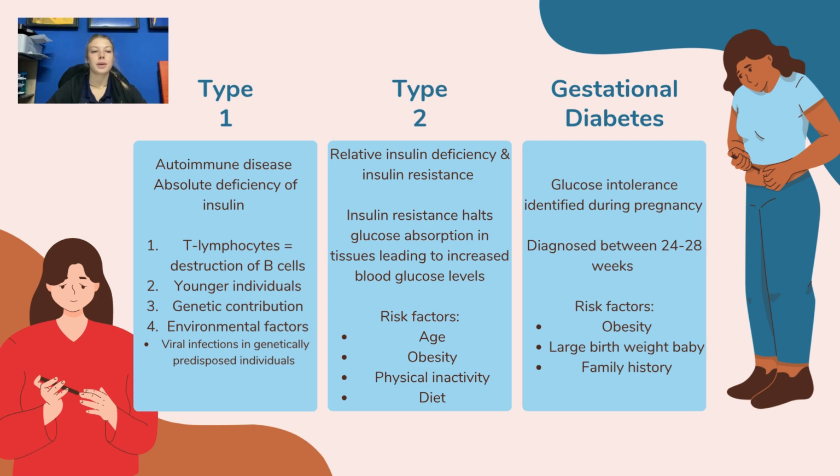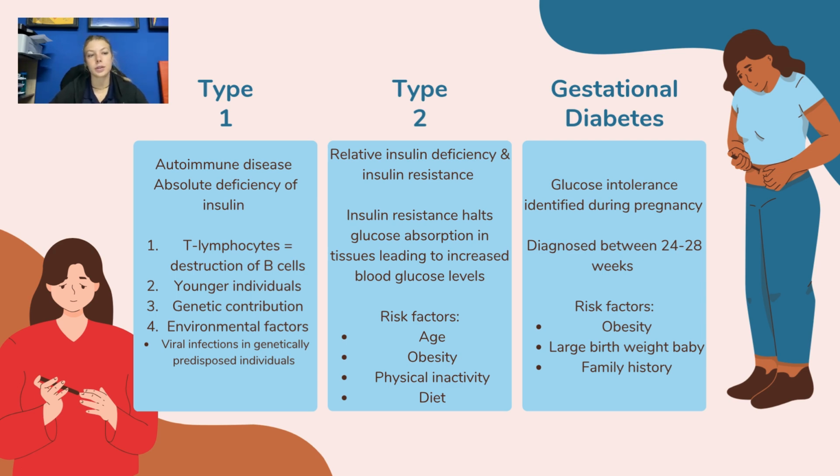So type 1 diabetes is an autoimmune disease characterized by an absolute deficiency of insulin. It is thought to occur in genetically predisposed individuals who are exposed to a trigger that initiates the immune response that destroys the pancreatic beta cells. Type 1 diabetes is commonly diagnosed in individuals younger than 30. Genetics as well as environmental factors are largely involved in the development of type 1 diabetes.